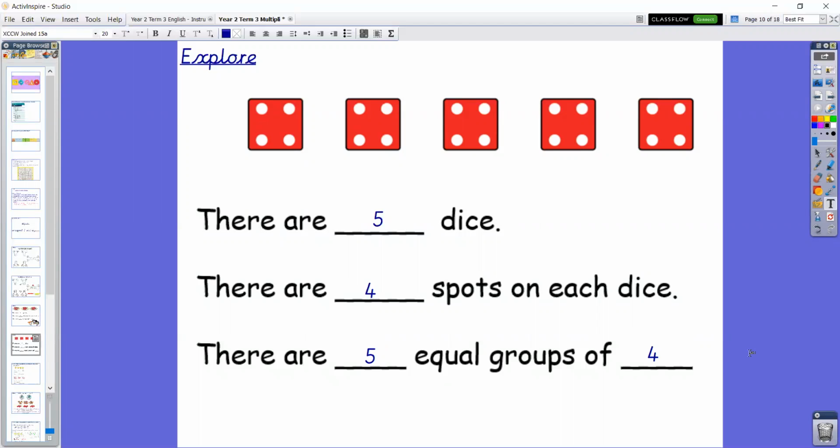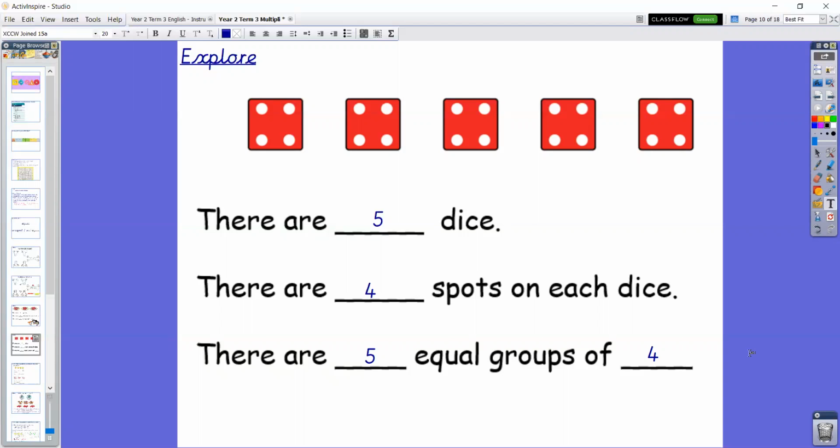So we've described what we can see. What does the number 5 represent in this picture? What does the number 4 represent in this picture? Pause the video and have a conversation at home.